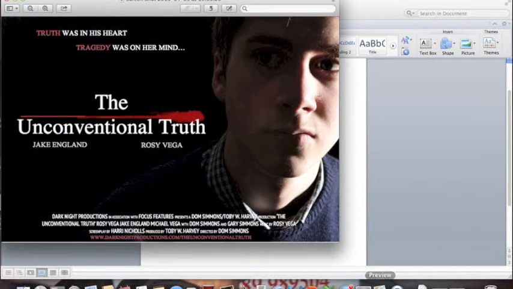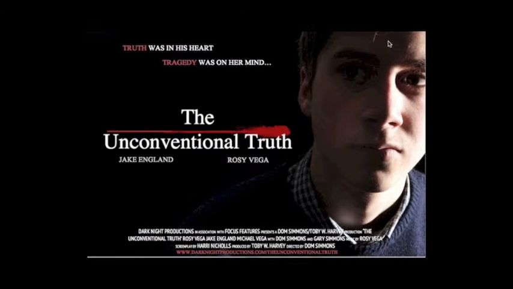This is the poster I made, and to make it, I used a few different programs. For the actual picture of just Jake, I used Adobe Photoshop. For the writing here and the two names there and this bit along the bottom, I just used Microsoft Word. I put the picture into Microsoft Word and did it that way. And for the title here with the line through the middle, I used Fireworks to do that bit.